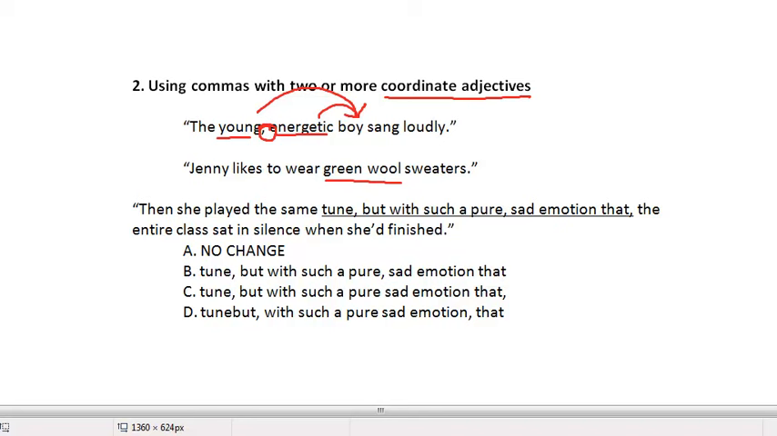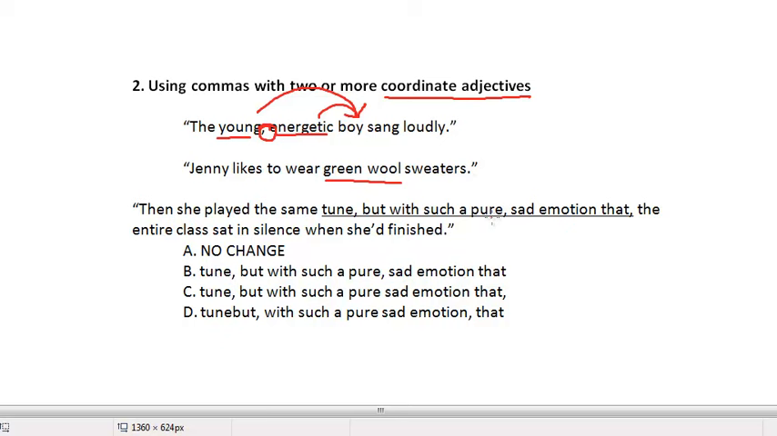Let's take a look at another example, something longer that looks more similar to what you might find on the test. So here we have, "Then she played the same tune, but with such a pure, sad emotion that the entire class sat in silence when she'd finished." When I see some commas separating adjectives, right away I'm going to try to determine whether or not that comma is used correctly.